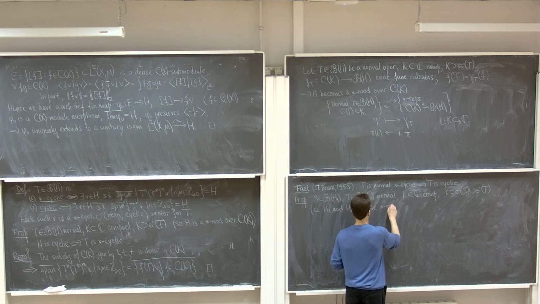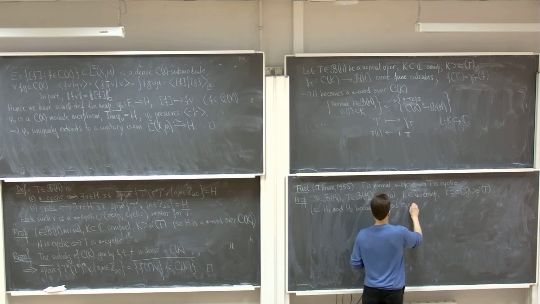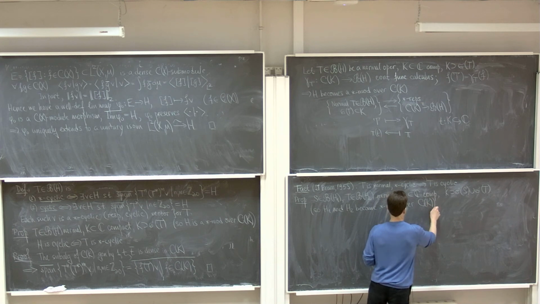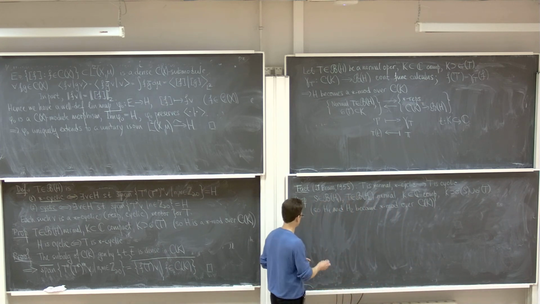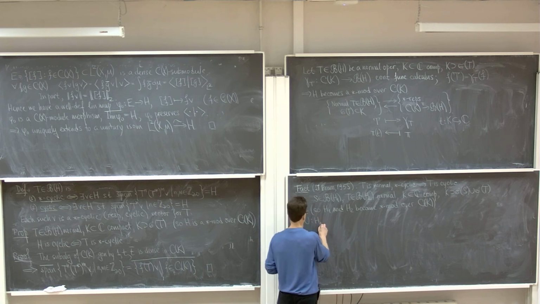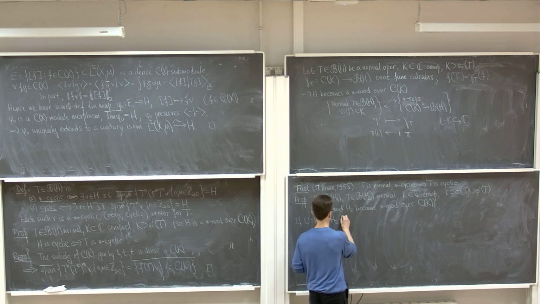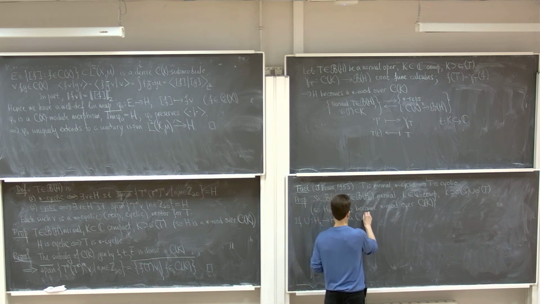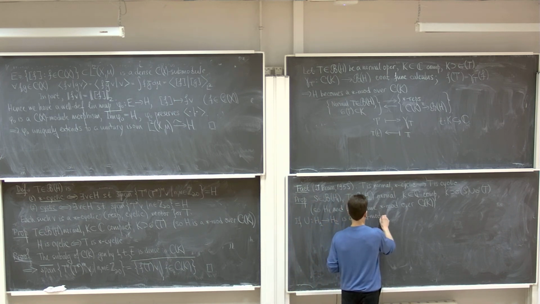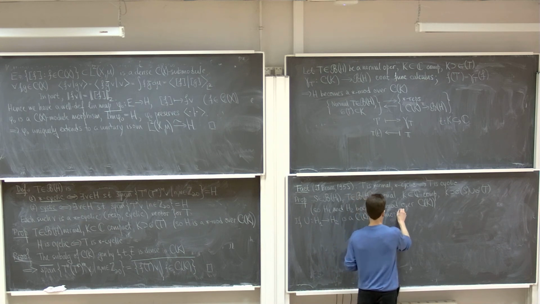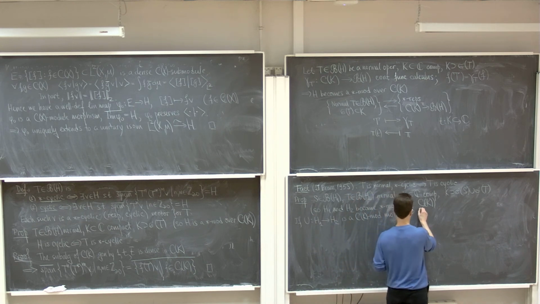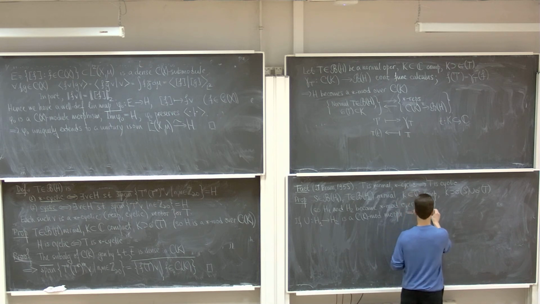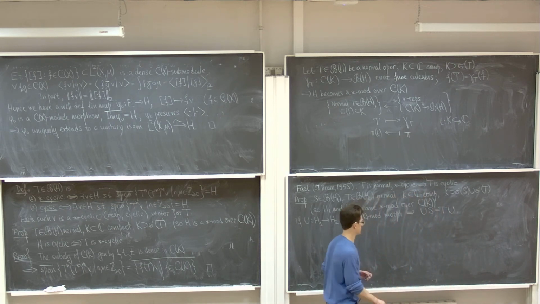Star modules over C of K. So I claim that if U is a C of K module morphism, then U intertwines S and T in the sense that the following formula holds.